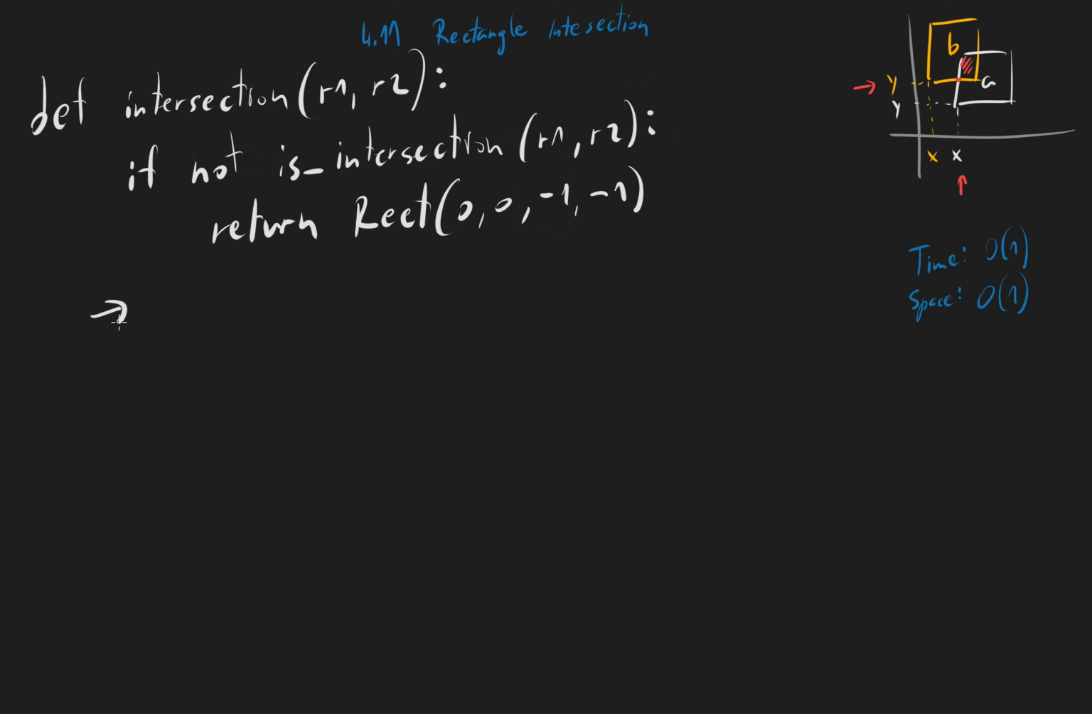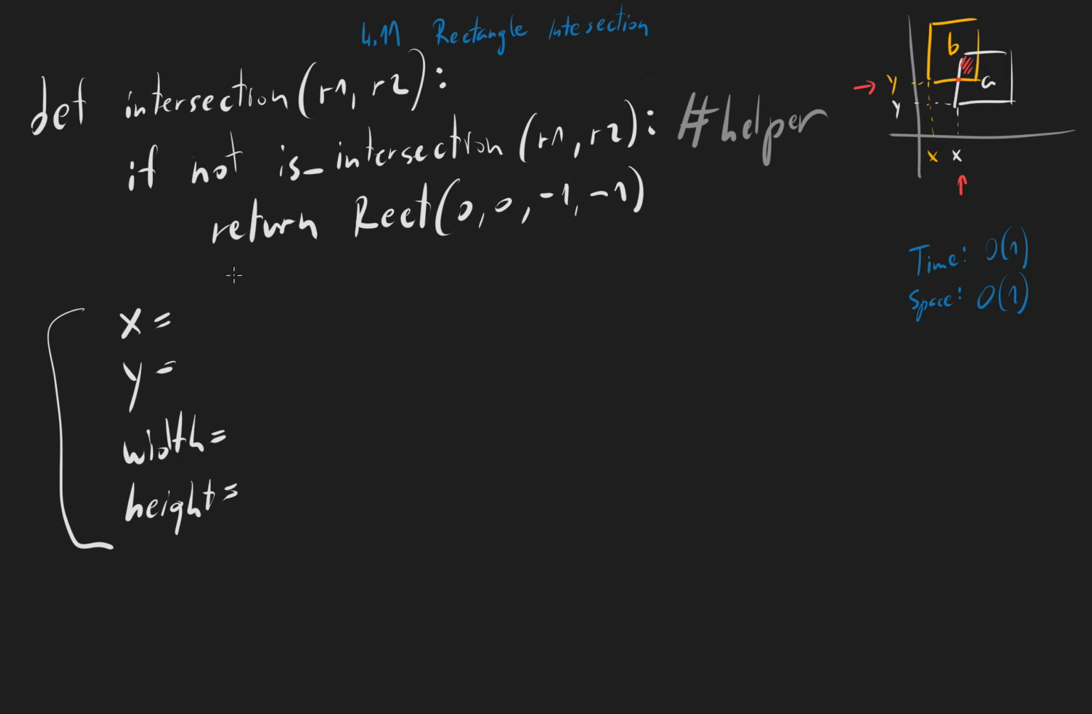So once we're on this line of code, we have an intersection. So we need to just, this is our helper. We will implement this later. Cool. And now we need to calculate X, Y, width, and height, right? And once we have these guys, we can just return the new rectangle with these values.